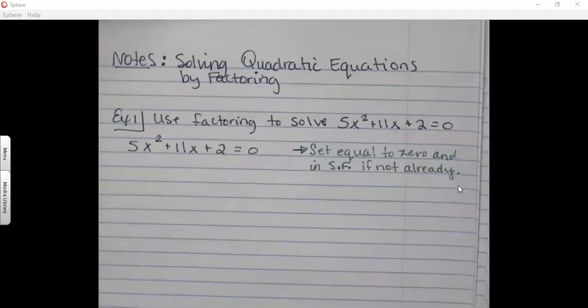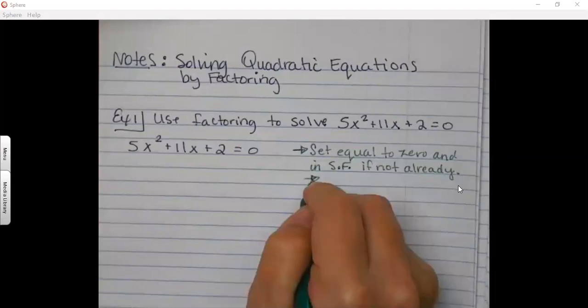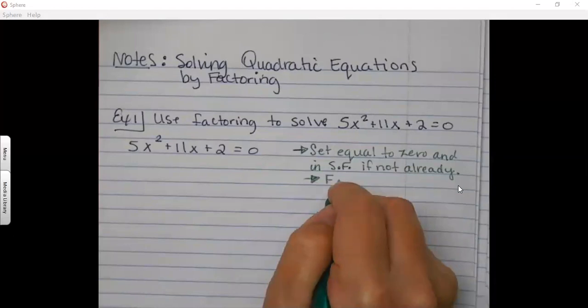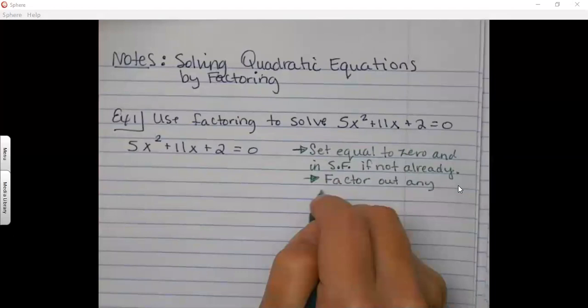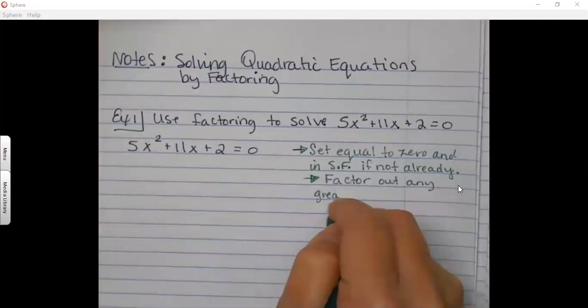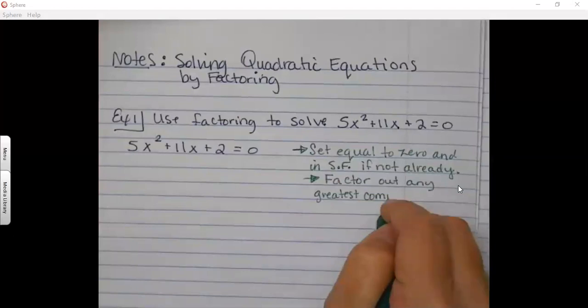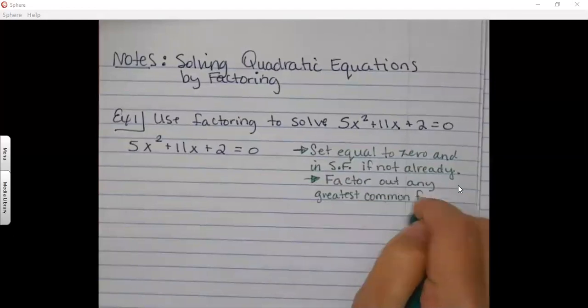So that step, we don't have to do that. It's already in standard form. It is already set equal to 0. SF, what does that mean? Standard form. You can write standard form if you want. The next thing I'm going to do is check for a greatest common factor. And if I have one, I'm going to factor it out. So factor out any greatest common factors, which from here on I'll refer to as GCF.